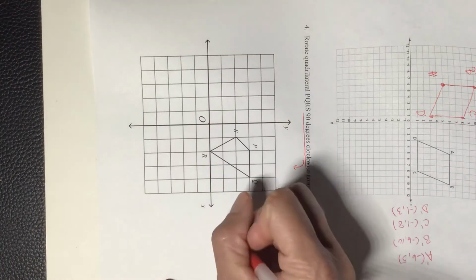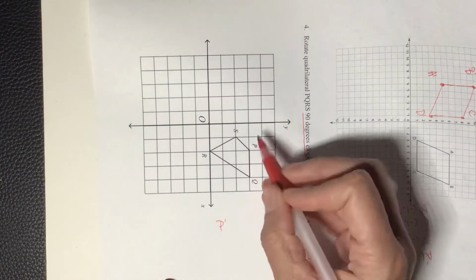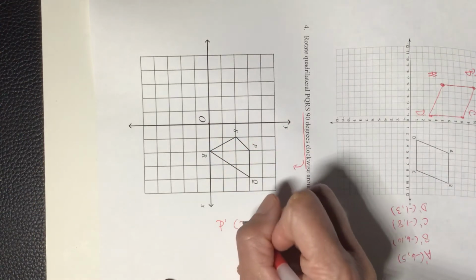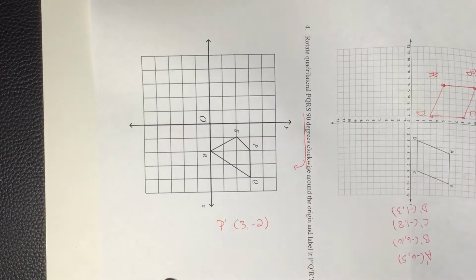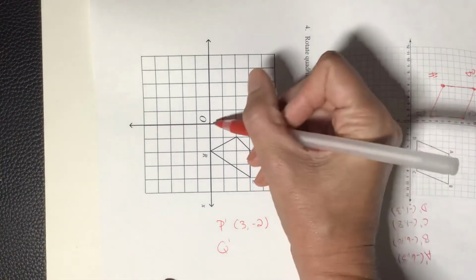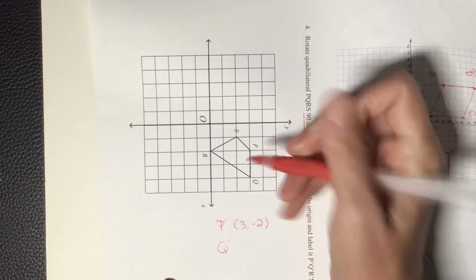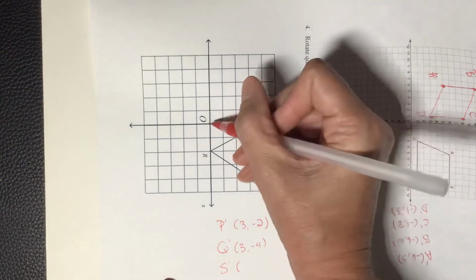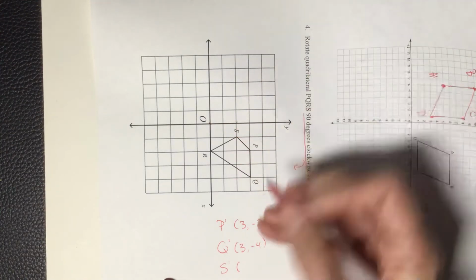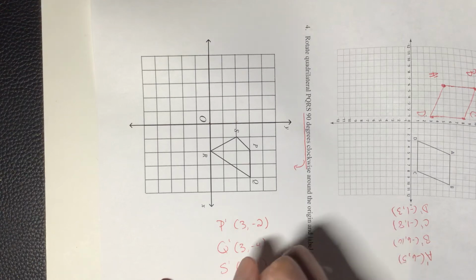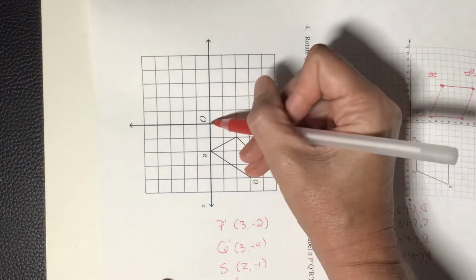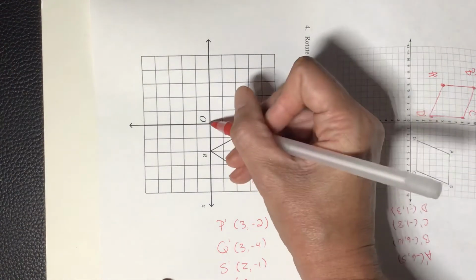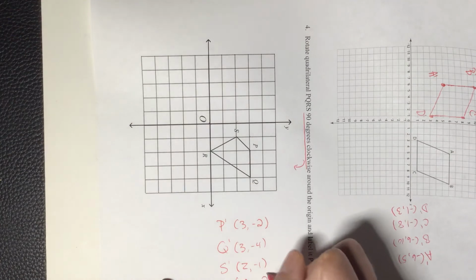Okay, so let's go ahead and start with P. We're going to call that P prime. To get to this, I go right 1, 2, 3, and down 1, 2. So right 3, down 2, positive 3, negative 2. Q, I go right 3, down 4. So 3, negative 4. And to get my new S, I go right 2 and down 1. So 2, negative 1. R is the trickiest. To get to R, I don't go left or right at all. So that's a 0. But I do go down 2, so that's a negative 2.